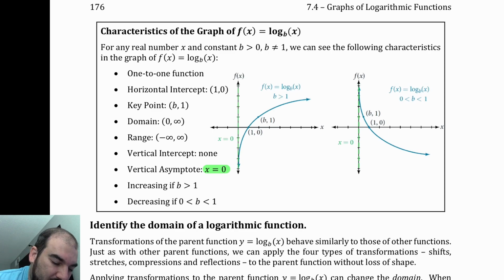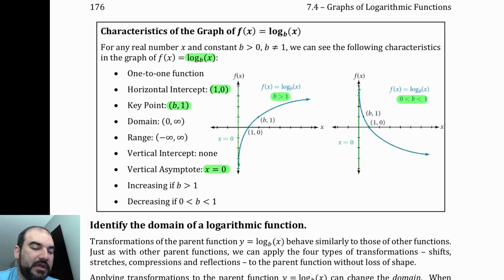A couple of key points are (1, 0) and (b, 1). As long as you graph those 2 points from log base b of x, the general shape is decided by b, which is the base of your log, just like in exponential functions. In this case, if b is bigger than 1, then we have an increasing function going from left to right. And if b is between 0 and 1, then we have a decreasing function.